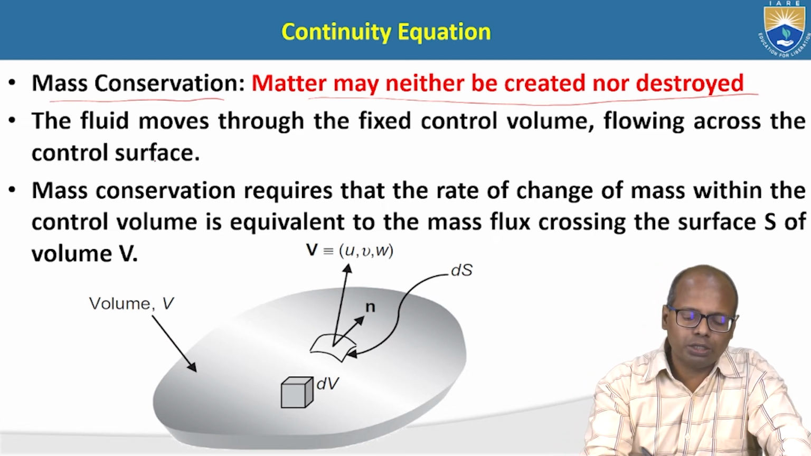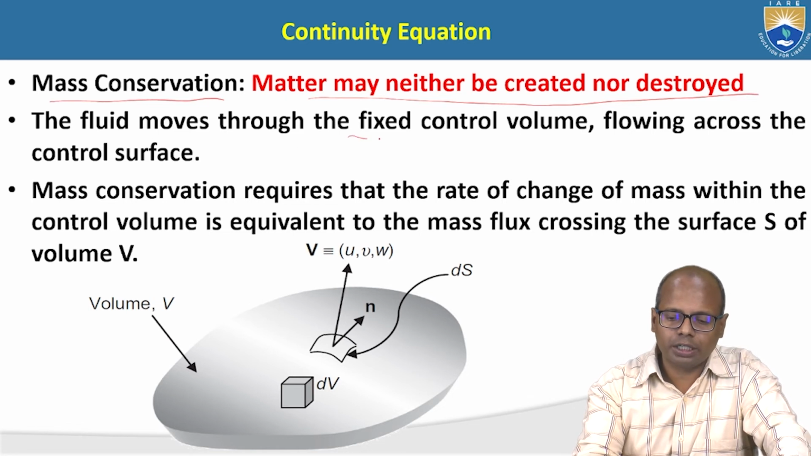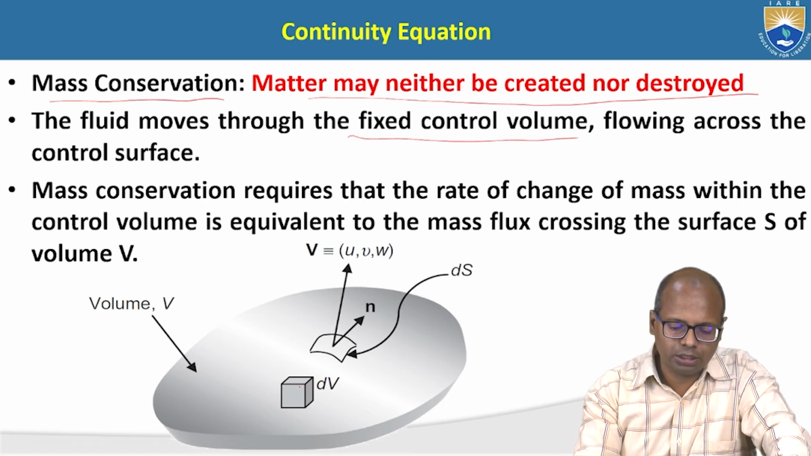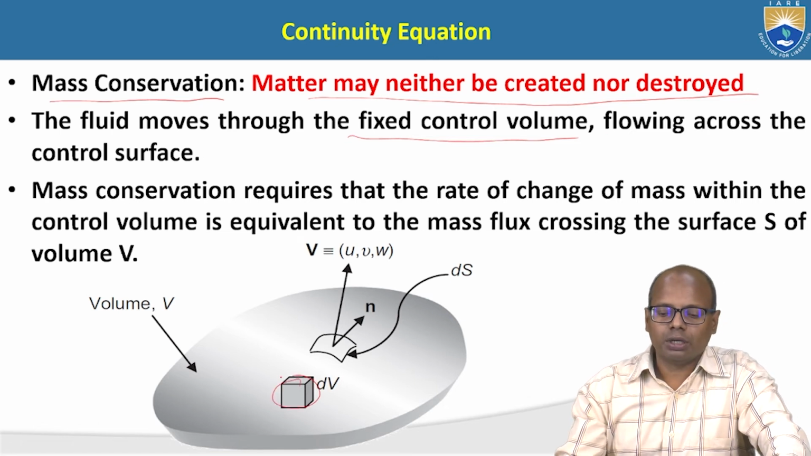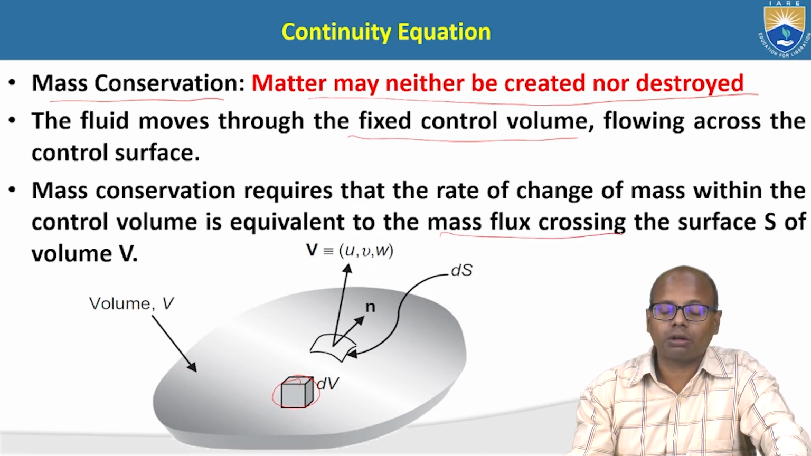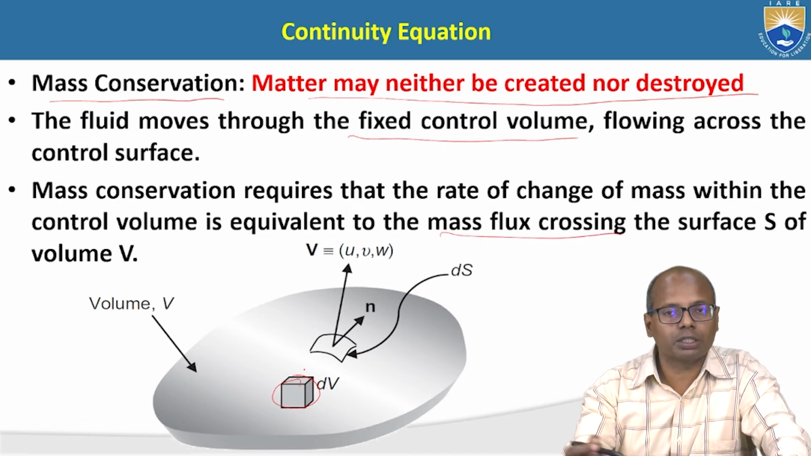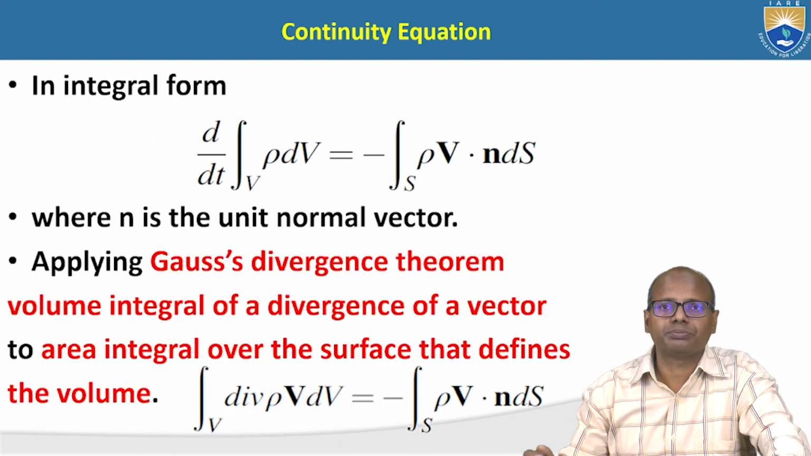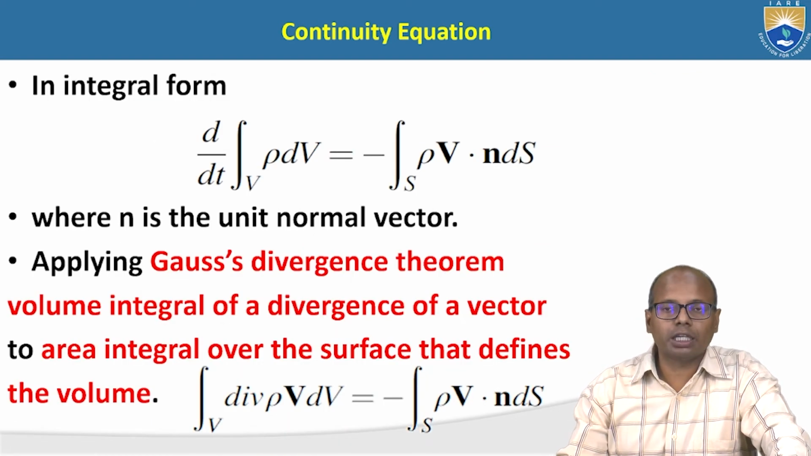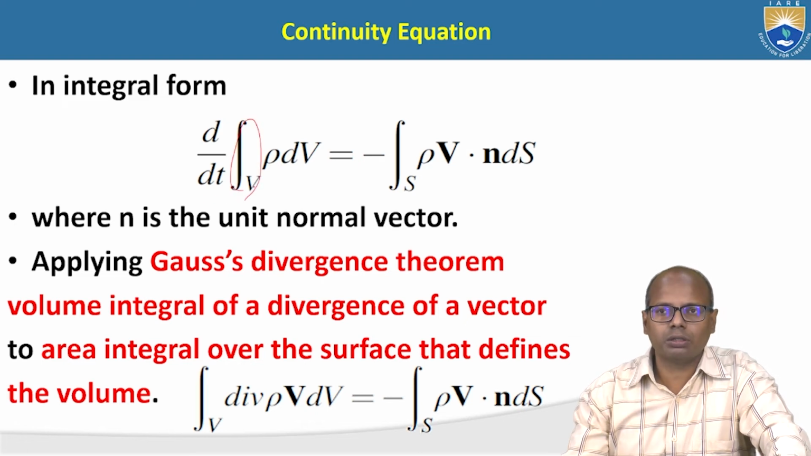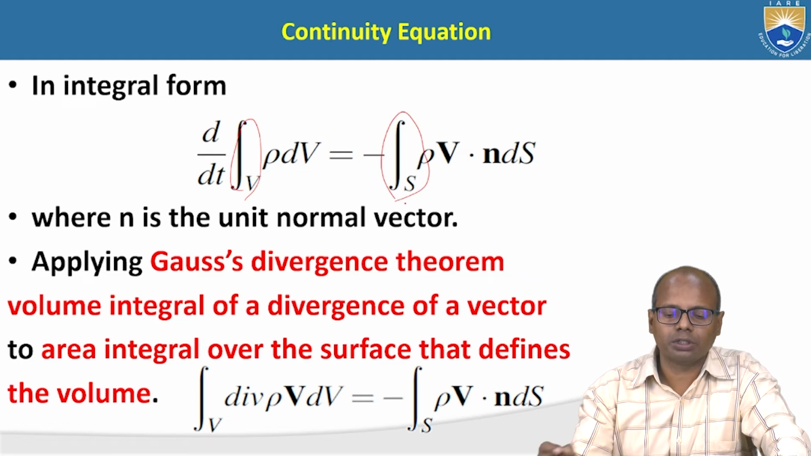Now what we are doing in this derivation is we are taking a fixed volume. Okay, so this is the fixed volume, and we'll see what is the mass flux crossing the boundary, how much mass is going, how much mass is coming, and what is happening to the mass. Now this is the integral form. This is the volume derivative, and this is the surface derivative.